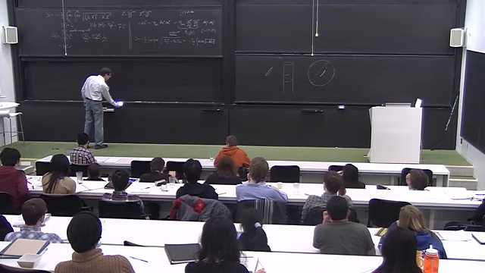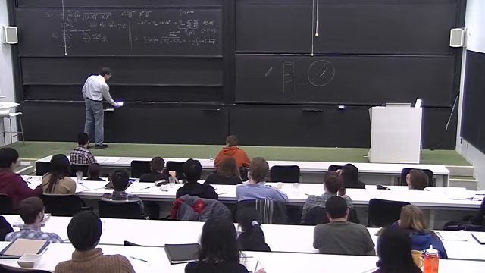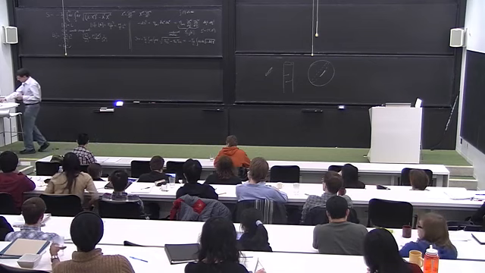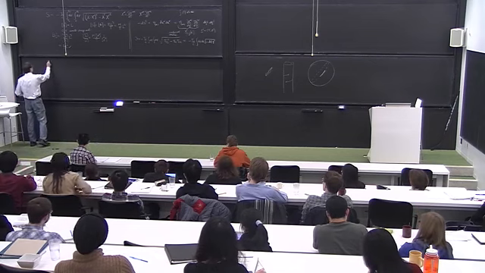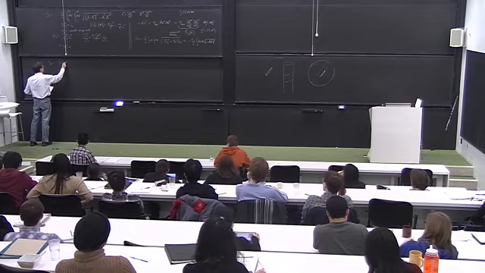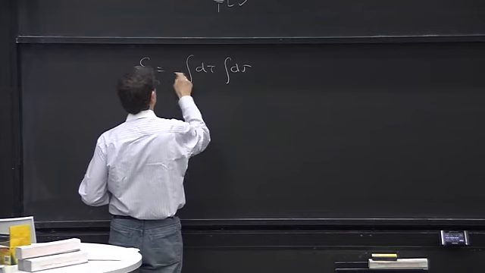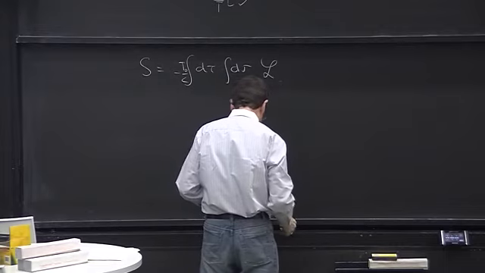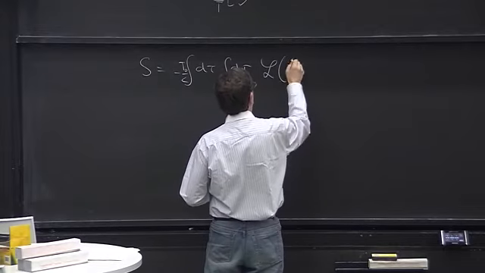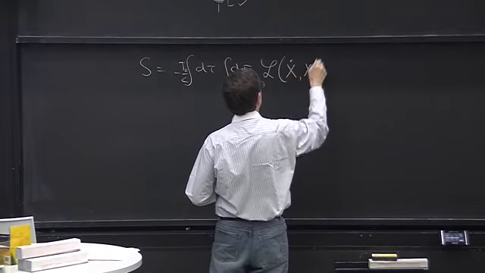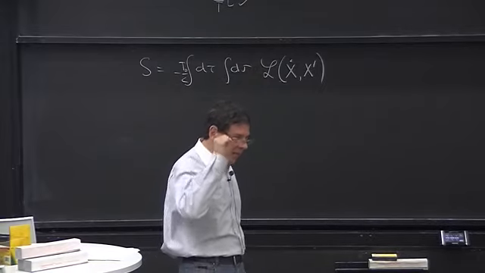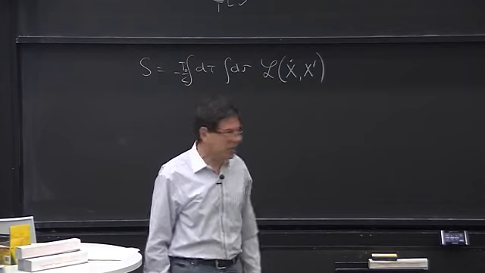I like the middle one first. So how about the variation of this action? Well, this action is the integral d tau d sigma, minus T_0 over c, of a Lagrangian density that depends on x dot and x prime. And this is the notation we used last time to vary the non-relativistic string.